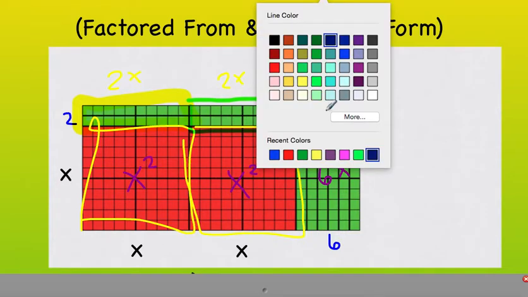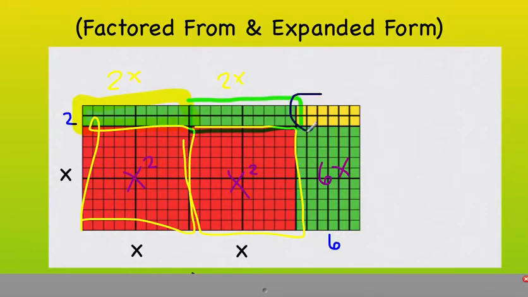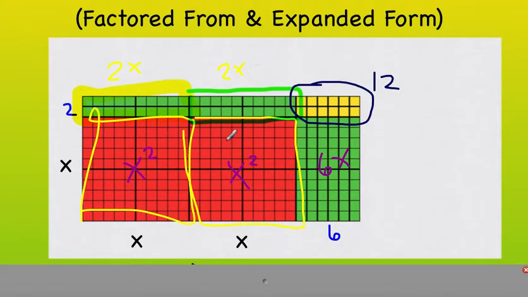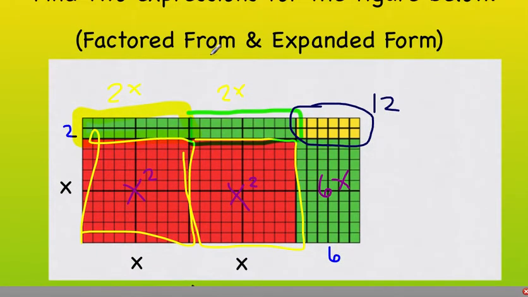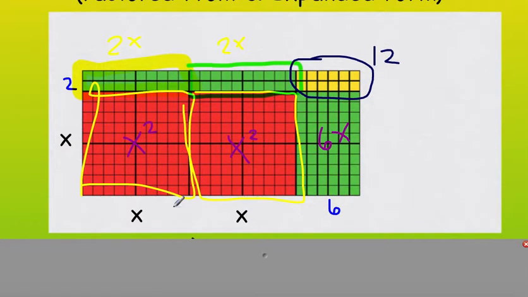And then right here, the remaining little yellow rectangle we know is going to have an area of 2 times 6, or 12. Okay, so now that we found all the parts, what we want to do is find our factored form and our expanded form. And those two forms, we know how to write them.